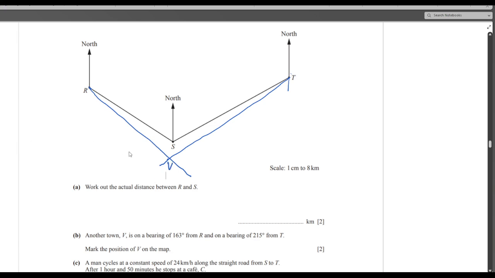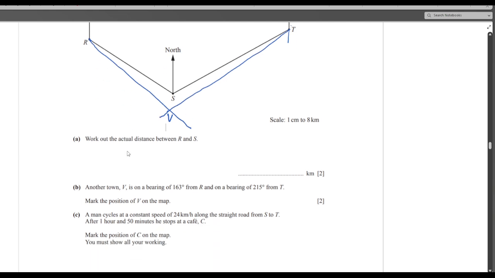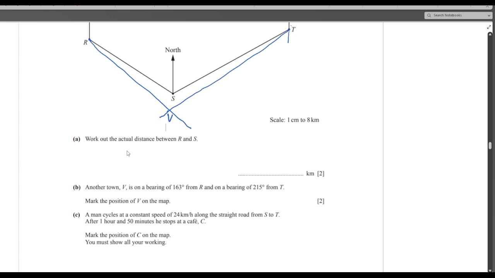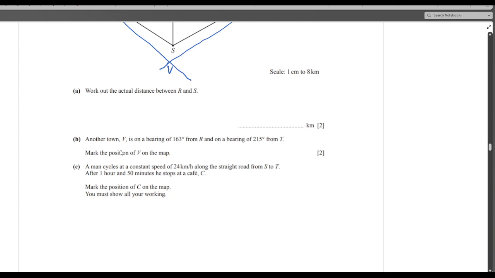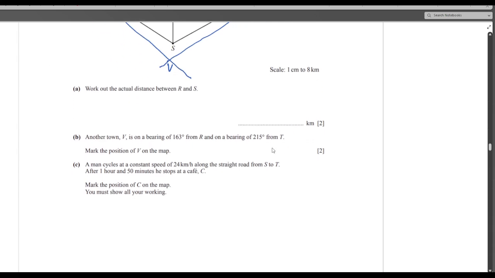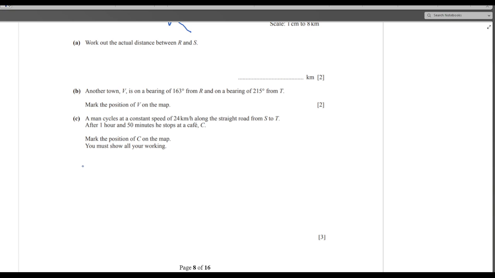Okay, a man cycles at a constant speed of 24 km per hour along the straight line from S to T. After 1 hour 50 minutes, he stops at a cafe C. Mark the position of C on the map. You must show all your working. So your speed is 24 km per hour. You need to find out distance. Your distance is speed times time.